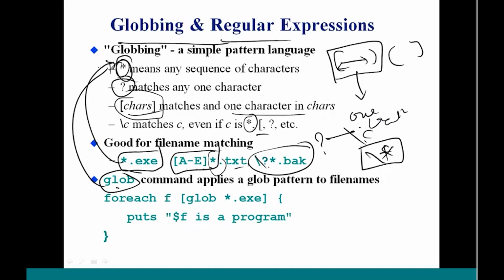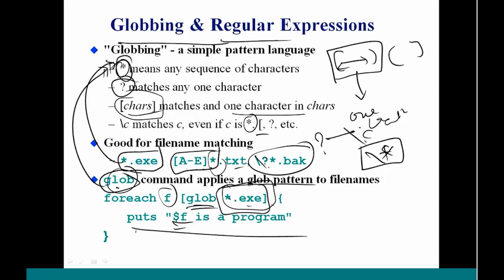Now the glob command is also another common command. Please don't confuse it with glob style matching. The glob command applies a glob pattern to file names. Essentially, glob returns the Unix file names in that particular directory. So here, for each f in glob star.exe, puts $f is a program. Basically it goes to your current directory, looks for any of the exes, and then prints out this message for those programs.